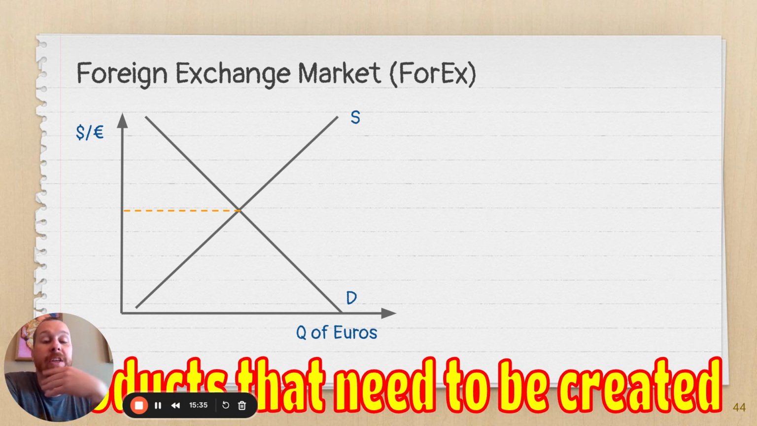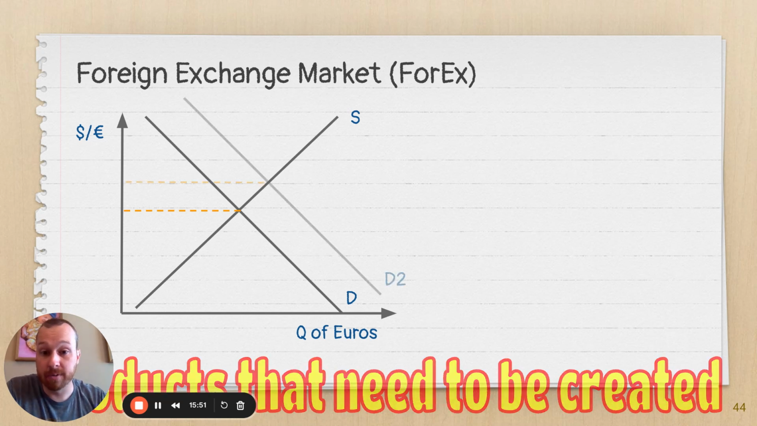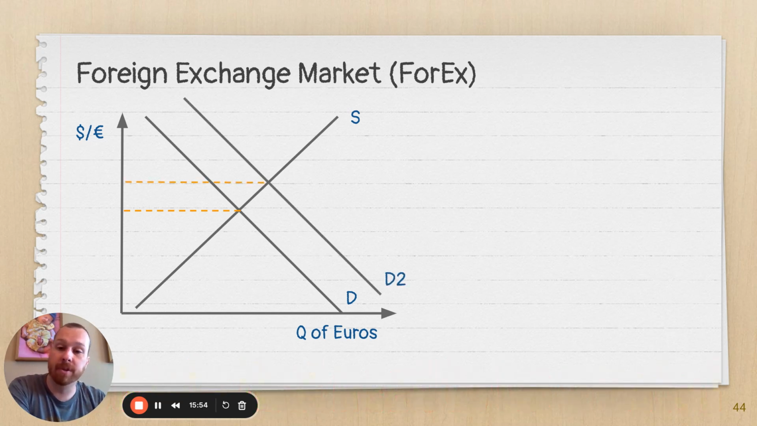Now, let's just say that Germany invents this really, really cool product that everybody wants to buy. Well, to buy it, what do you need? To buy this product, you have to have euros. So what's going to happen to this graph for the euro if people want to buy this German product? Well, everybody wants euros. So the demand for euros would shift to the right.